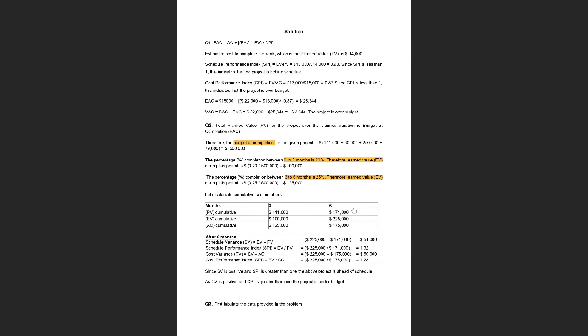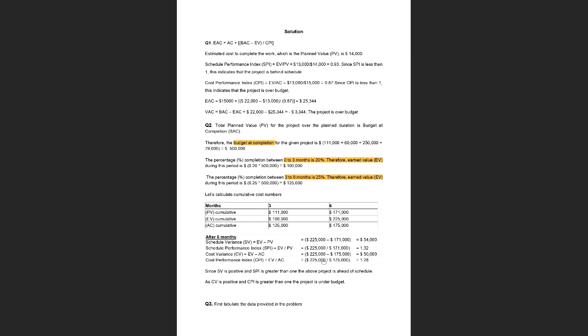Anyways, so at the end of 6 months, you want to find your plan value. You just add up the plan value for the first 3 months and the plan value for the next 3 months, and you get this number. Similarly, for the actual cost, this has been given to us in the question. So this is just cumulative: this is for the first 3 months and this is for the totality of the 6 months. Similarly, for earned value, we have found the earned value for the first 3 months and for the next 3 months. If you add these two numbers up, you will get 225,000.